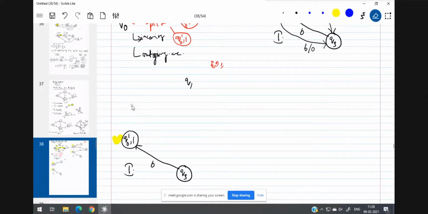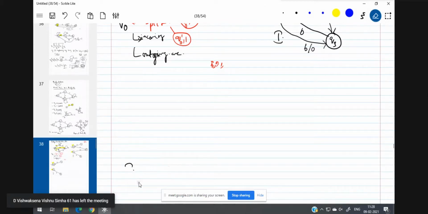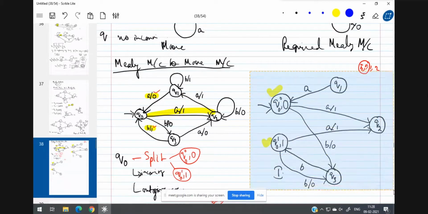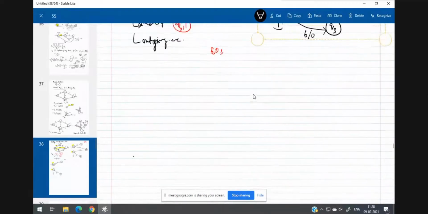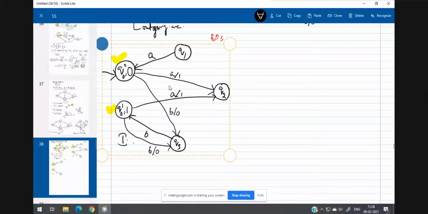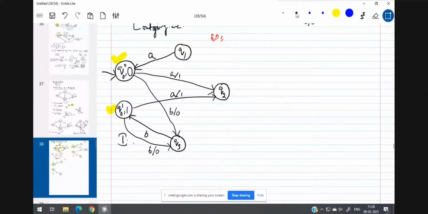Let me just bring the updated one, or else it will take lots of time for me. Let me bring the same. Okay. So Q0 completed. This one, let me just call it as two. Let me term this as two.